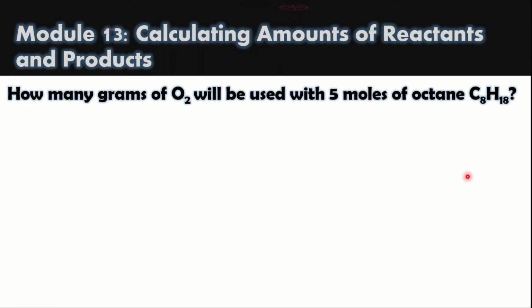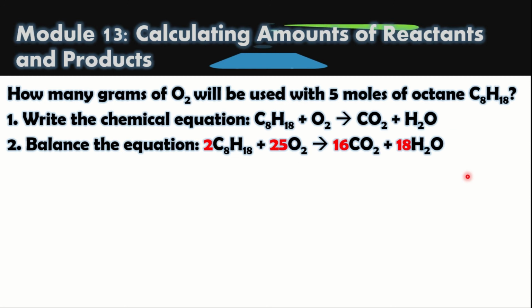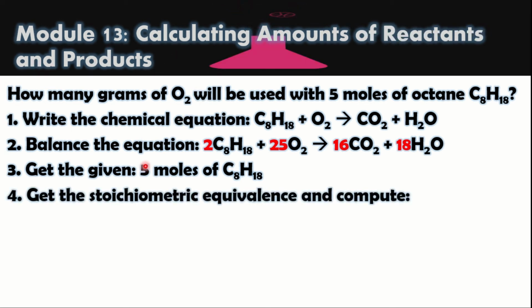Next, how many grams of oxygen will be used with 5 moles of octane? We are still referring to the combustion reaction here. So write down the chemical equation. Next is to balance the chemical equation. For the third one, let us find the given. The given here is 5 moles of octane and what we are looking for is the grams of oxygen. Fourth one, let us get the stoichiometric equivalence and then compute.